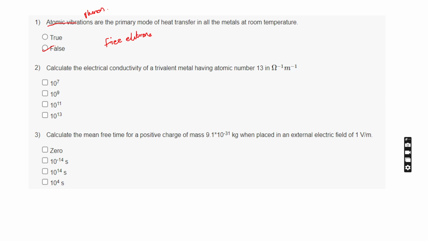Calculate the electrical conductivity of a trivalent metal having atomic number 13, in ohm inverse meter inverse. It is given two hints: trivalent metal and atomic number 13. So atomic number 13 means which element it is? It is aluminium, it's a metal.